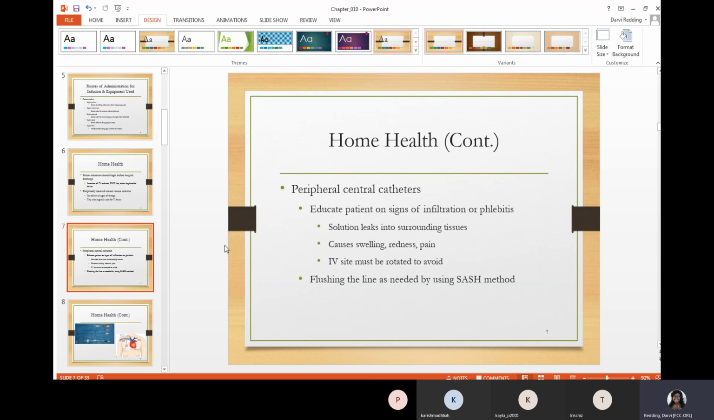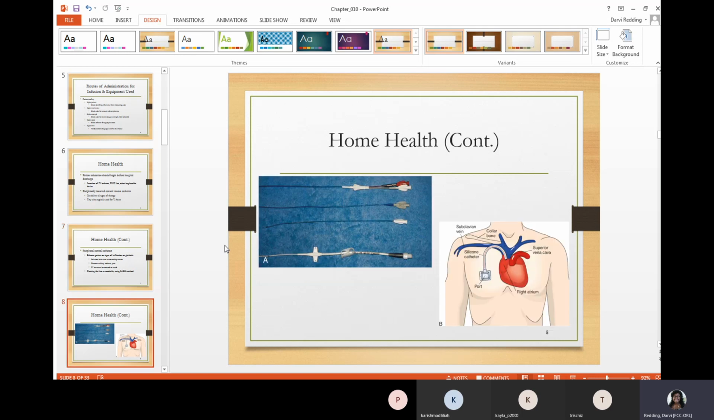So the first flush would be saline. That's just going to be water, sterile of course, a 0.9% saline flush. And then they would administer the medication, and then they would flush it with normal saline, which is the 0.9% sodium chloride, and then flush with the heparin lock.